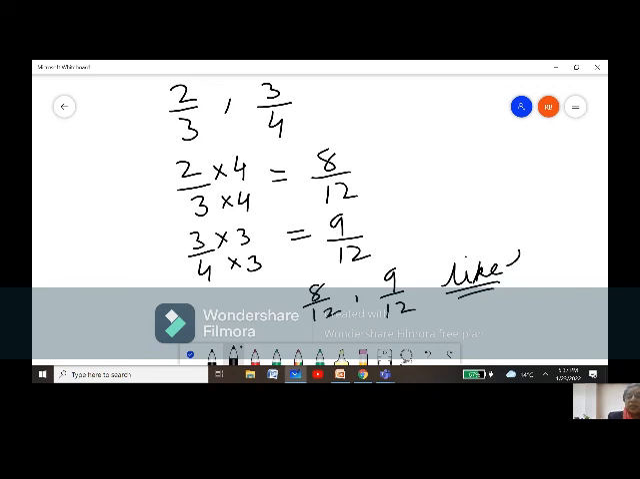What are like fractions? Fractions having same denominator. This is numerator. This is denominator. Same denominators are called like fractions.